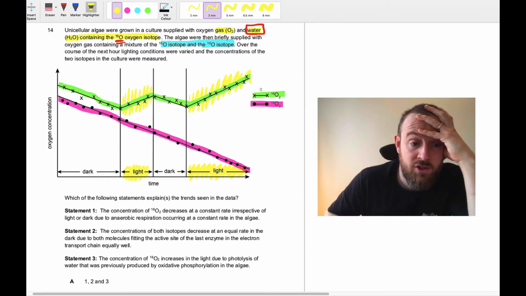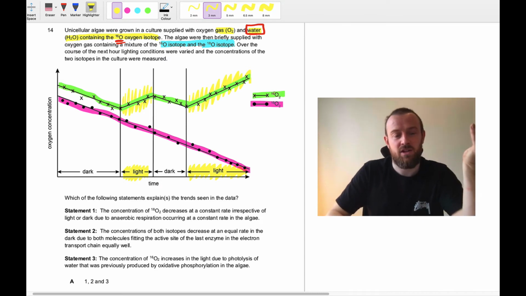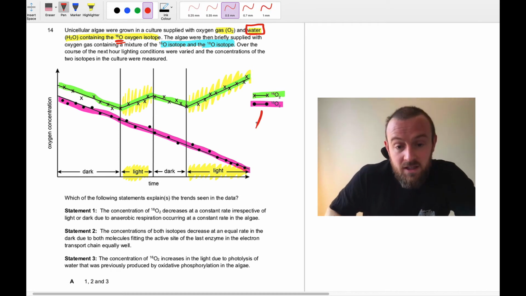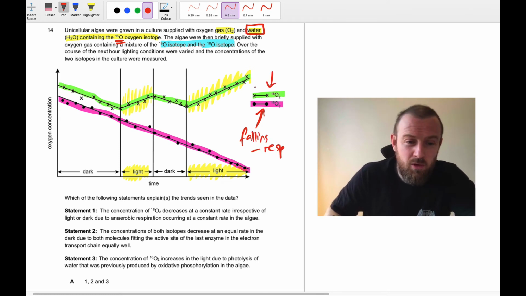The level of oxygen-18 is being used up, I think, because of respiration. So the oxygen gas is being used up by respiration at a steady rate. So okay, this is falling. Respiration, and this one, well, it increases: photolysis.